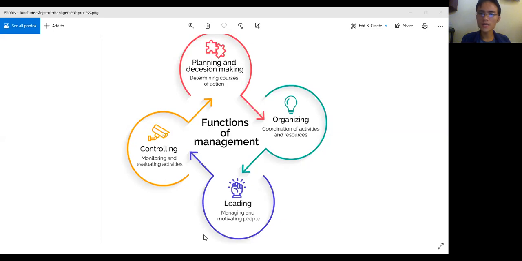So the flow now is POFSDC. For the subsequent steps, we are to proceed to D, directing, which is also known as leading, managing and motivating people, and then controlling, monitoring, and evaluating the activities.